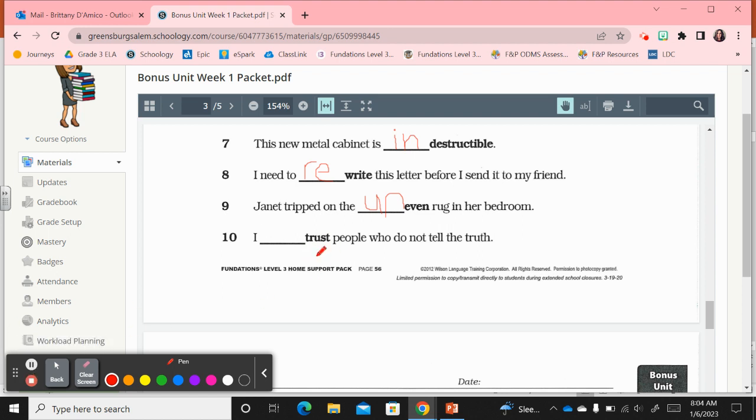Number 10. I blank trust people who do not tell the truth. Okay, this means that you do not trust people. So this one I've heard of having 2 different prefixes, honestly. I've heard of mistrust. You could mistrust somebody or you could distrust. But I'm going to put dis for this one. If you put mistrust, I would not mark it wrong. But I distrust people who do not tell the truth.